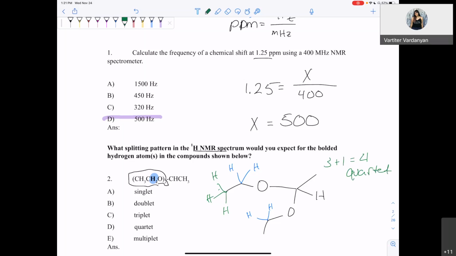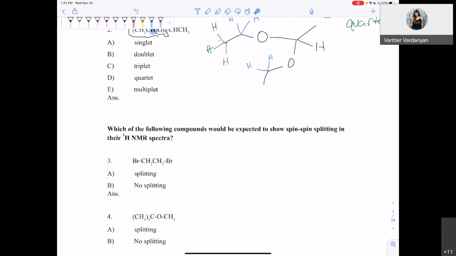Any questions about the first two? We are looking at the blue hydrogens, so they're the bolded ones here and the blue ones here. Okay, cool.